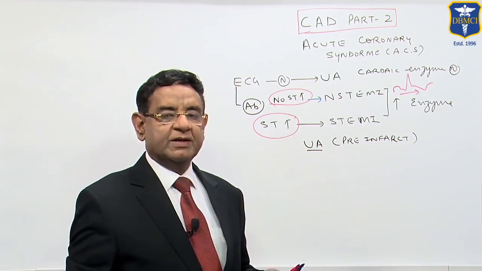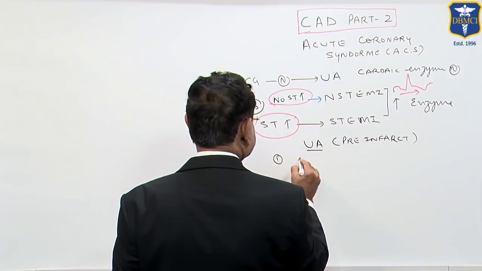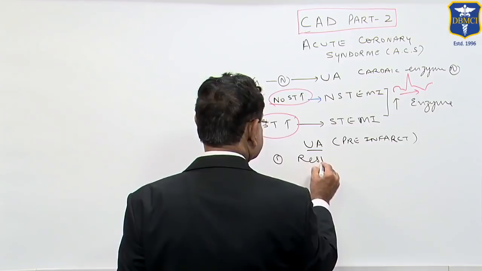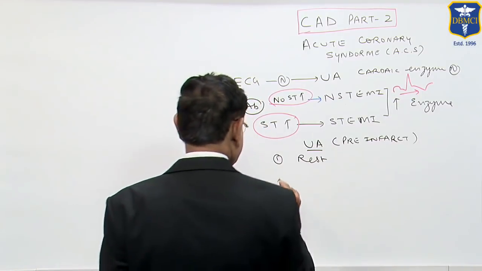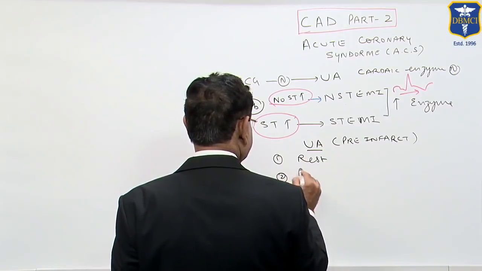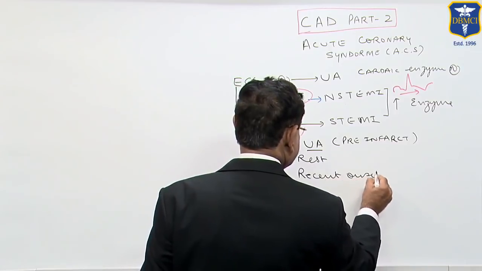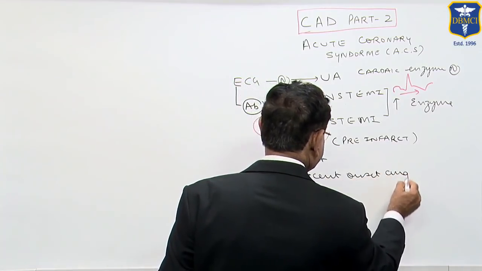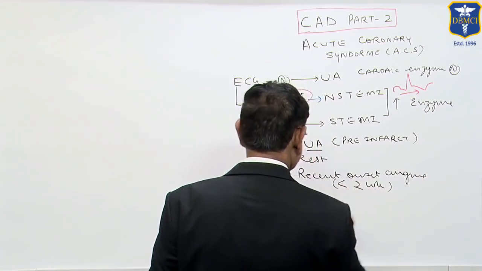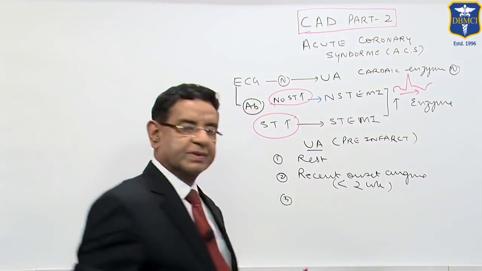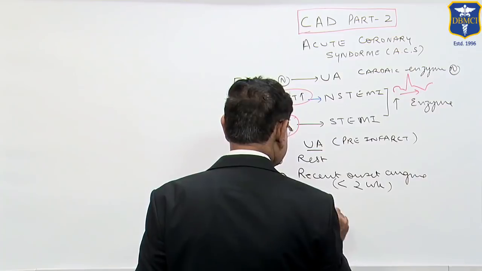How do we define unstable angina? First of all, the patient has angina at rest or with minimal exertion. Number 2, recent onset angina, in the last 2 weeks, fresh angina, or accelerating angina.